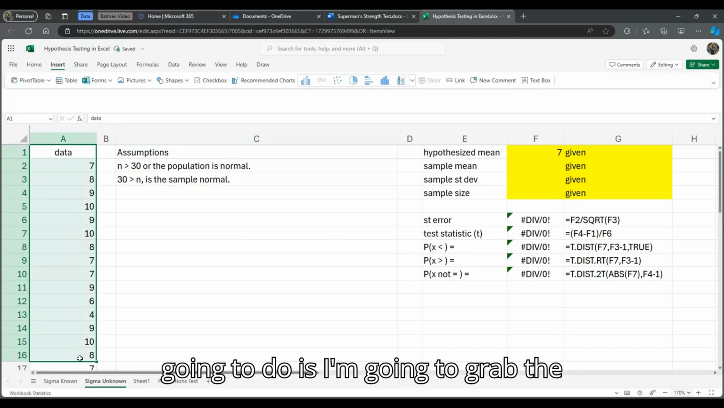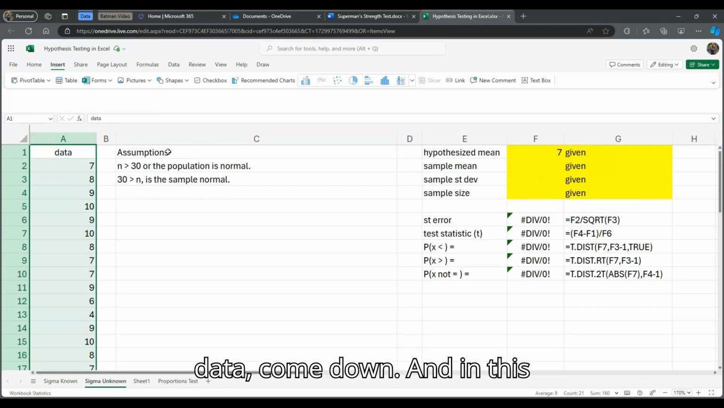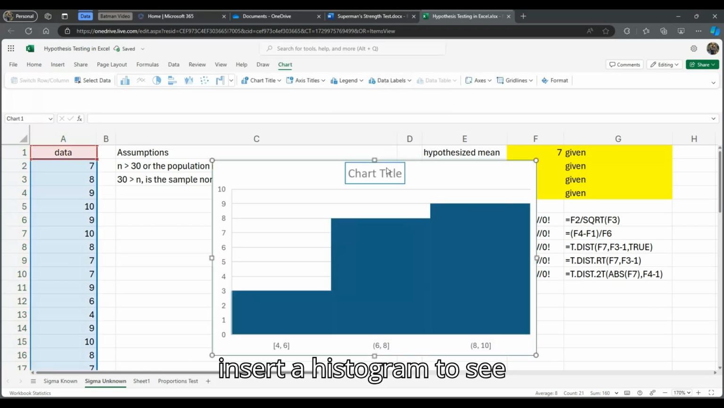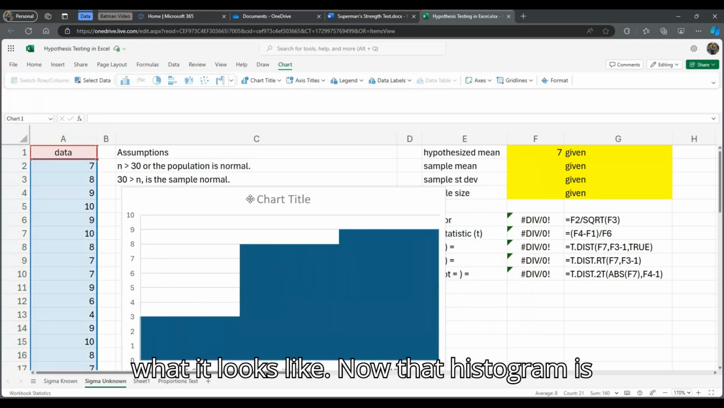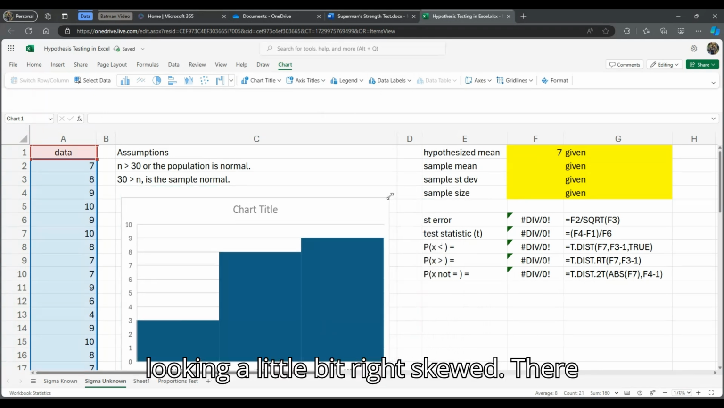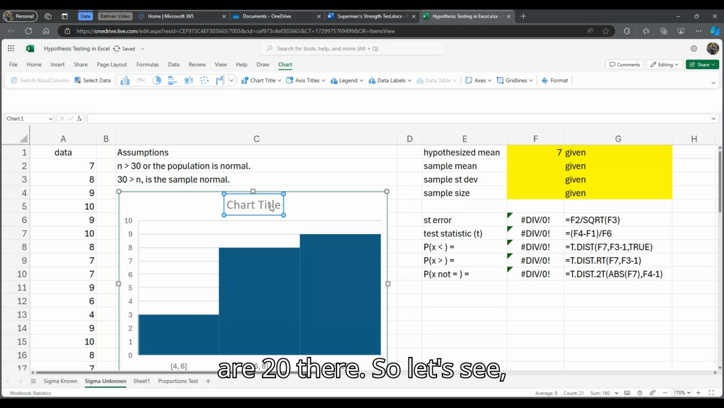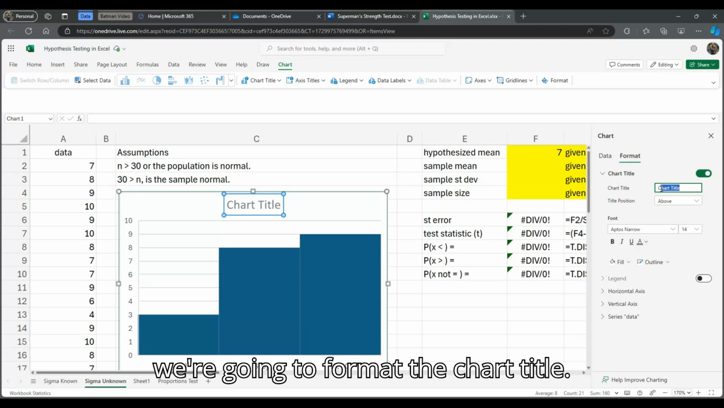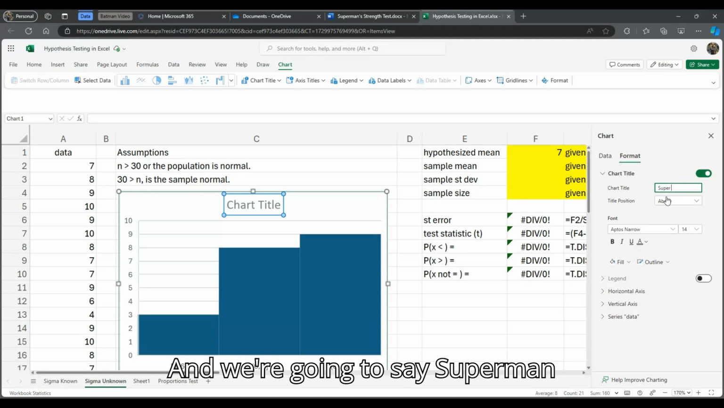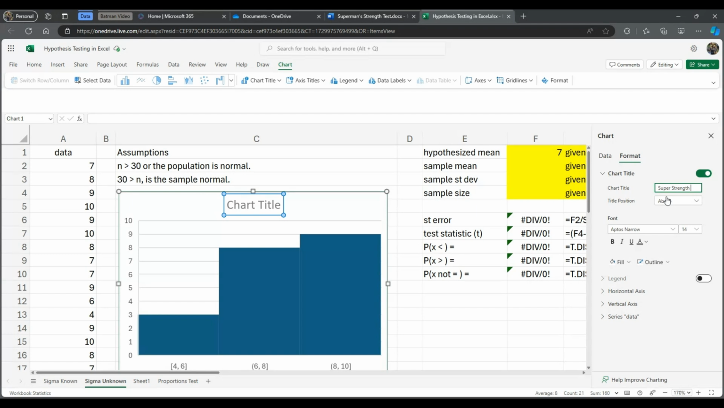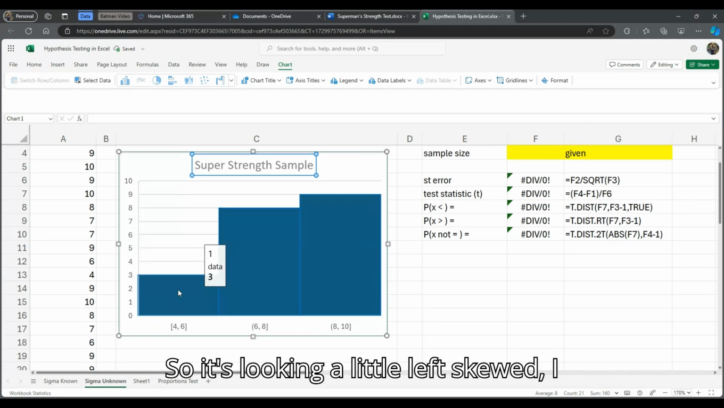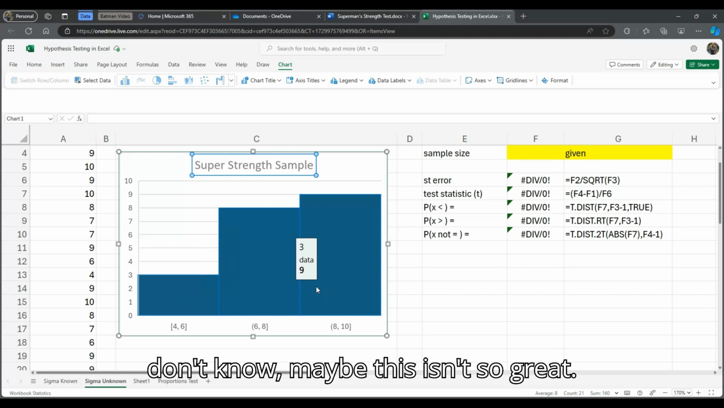So what I'm going to do is grab the data, come down, and in this space right here, we are going to insert a histogram to see what it looks like. Now that histogram is looking a little bit right skewed. There are 20 there, right? So this is our sample data. We're going to format the chart title, and we're going to say Superman strength sample, right? For our chart title. Okay, and then there it is. So it's looking a little left skewed. I don't know. Maybe this isn't so great.